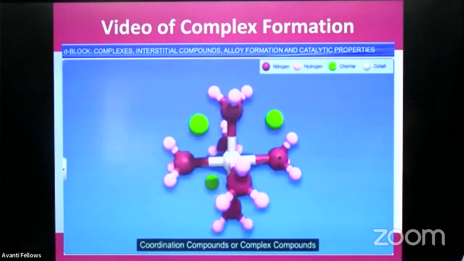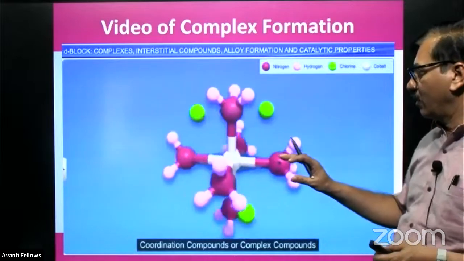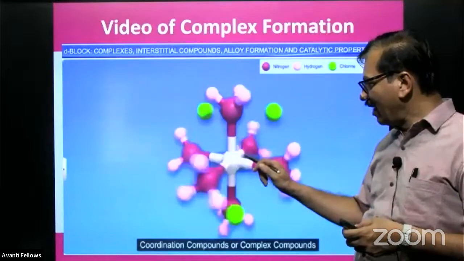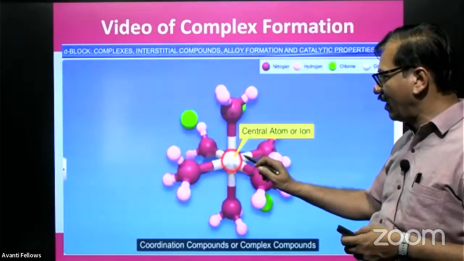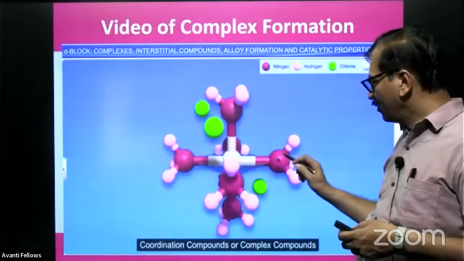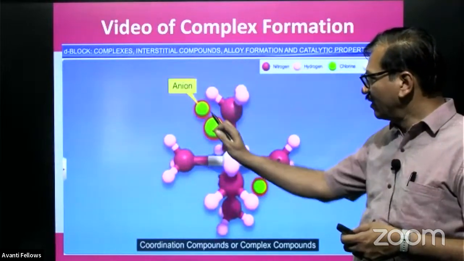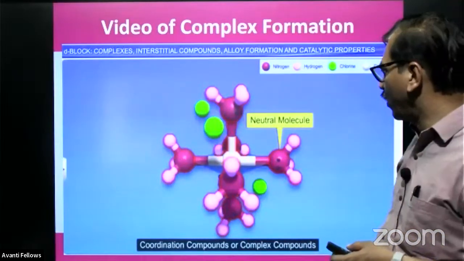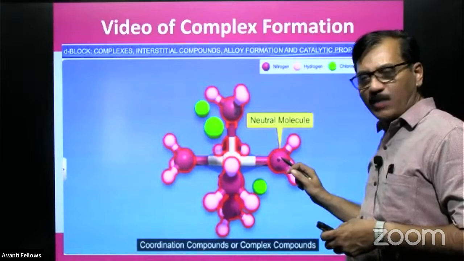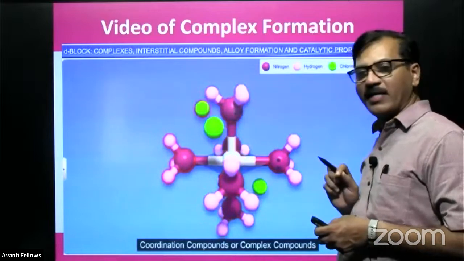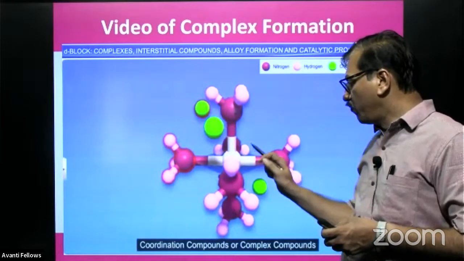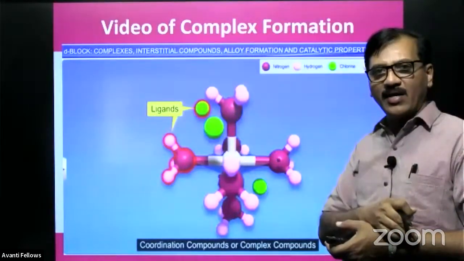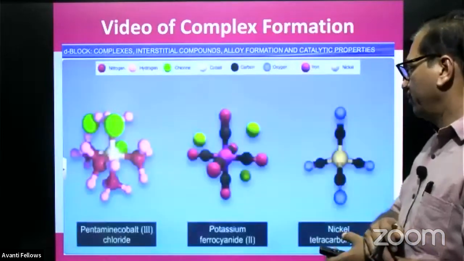These are the transition elements. So this is what the complex looks like. There is a central atom or an ion, right? These are all ligands, and these are anions, counter ions. The anions are counter ions, and neutral molecules like ammonia can be ligands. They are called ligands. Okay, so they form a complex, and they will always have a certain geometry, right?